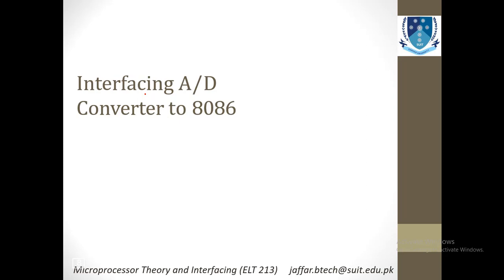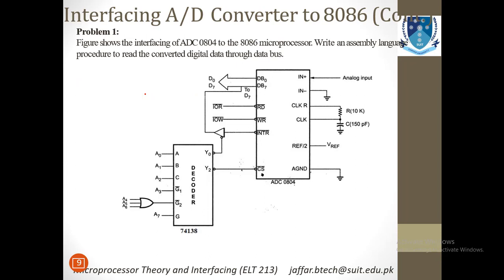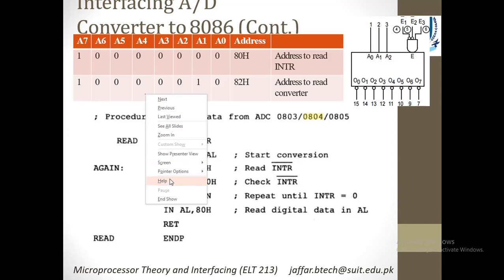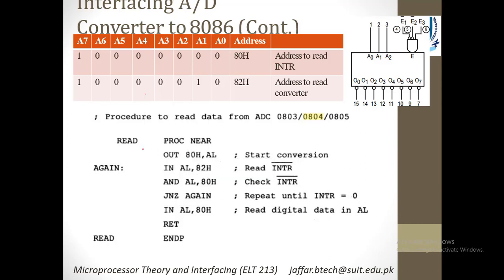Now let's talk about the interfacing of this ADC with the 8086 microprocessor. For that you can have two modes. The first one is directly, and the second one is using this 8255. So let's talk about the first one, how you connect it directly. This is a small code that you will be needing. You can see that I have put the interrupt address as 80, and the read converter address as 82.